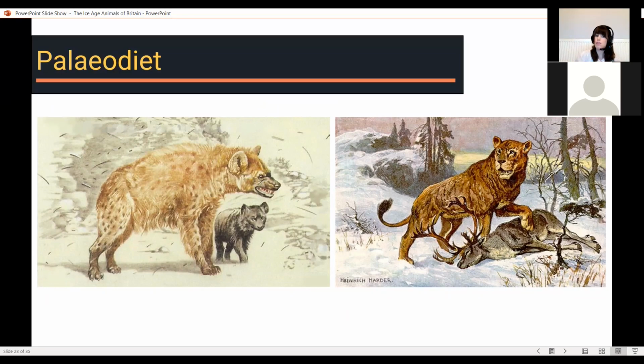So after hyenas disappeared from this area in Germany, the cave lions appeared to have been eating a wider range of species. So it seems like when hyenas and cave lions were coexisting, hyenas were outcompeting the cave lions for a lot of the different prey species. So they had the lion's share of the prey, as it were.